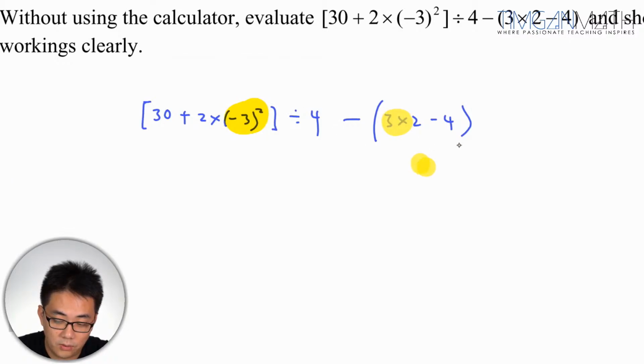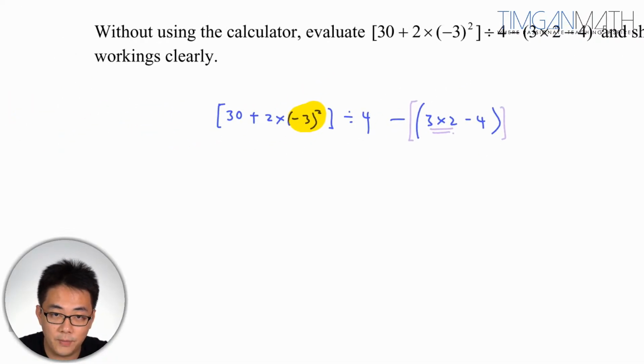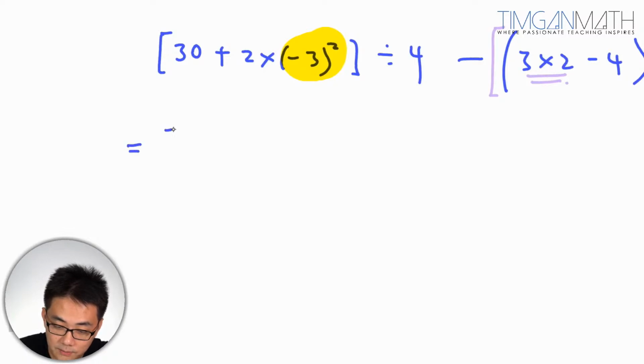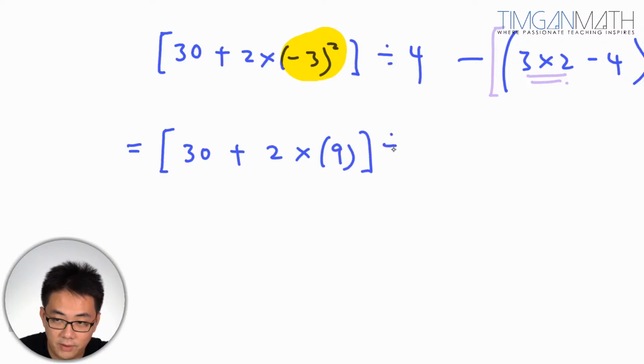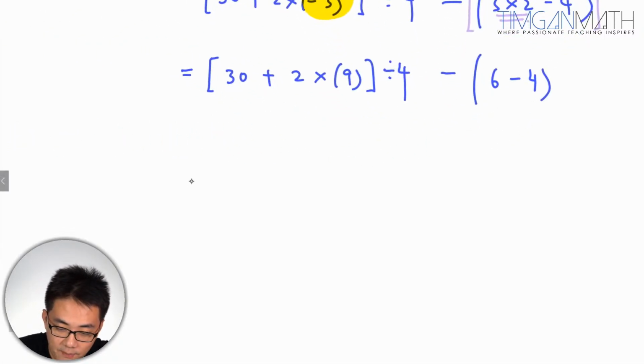Then I'm going to do the 3 multiplied by 4. Obviously, I'm going to do the multiplication first, right? So the negative 4, just leave it there. After evaluating what I need to do first, I'm just going to do this as 30 plus 2 times 9, okay, negative 3 square will be positive 9, divided by 4. Just remember that. This will be 6 minus 4. Okay, great. So once that's done, we have 30 plus 18 divided by 4.